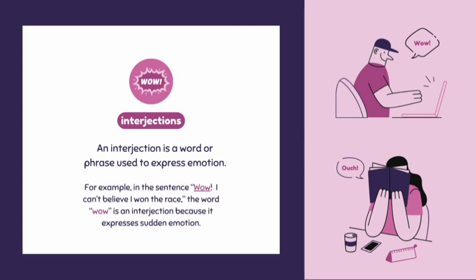Interjections. An interjection is a word or phrase used to express emotion. For example, in the sentence, "Wow, I can't believe I won the race." The word wow is an interjection because it expresses sudden emotion.